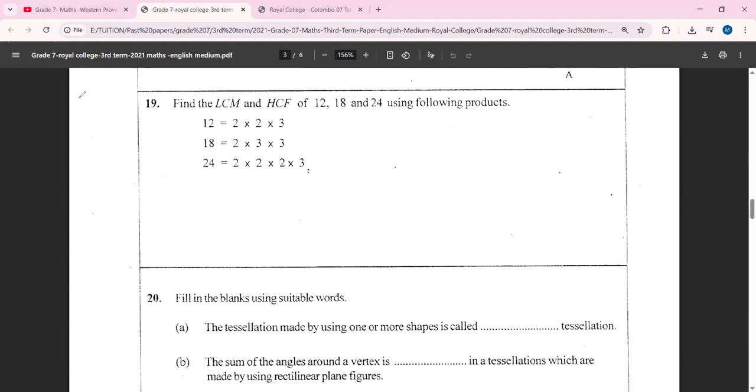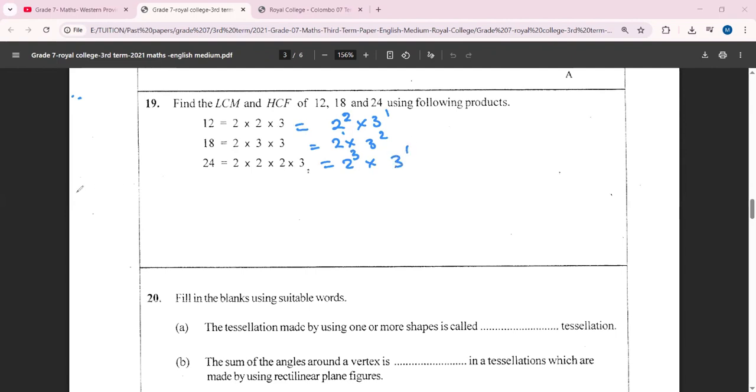And on this one, find the LCM and HCF of 12, 18, and 24. Now, this is very easy because it has been given with prime factors also. If you find the least common multiple, you have to do like this. You have to write these as powers. You can write 2 to the power 2, 3 to the power 1; 2 to the power 1, 3 to the power 2; 2 to the power 3, 3 to the power 1.